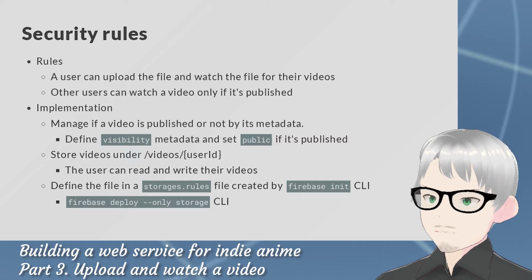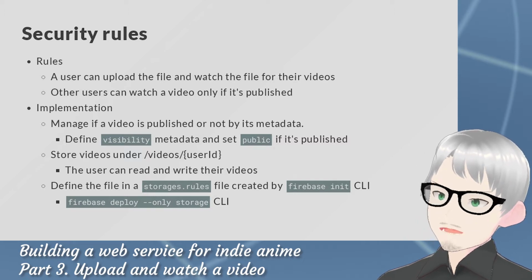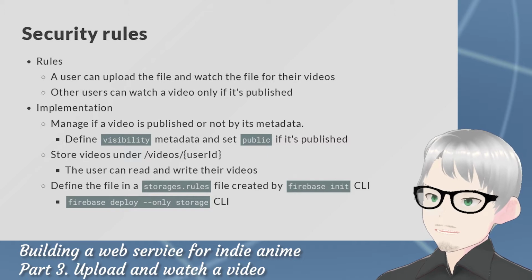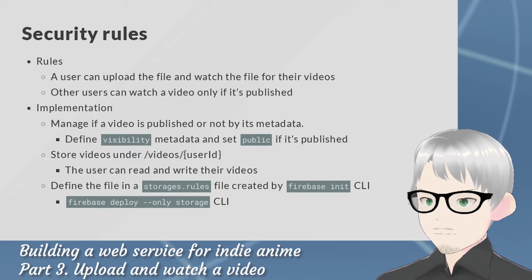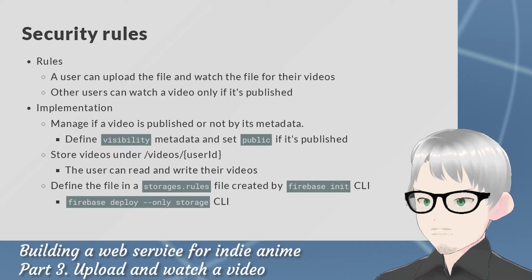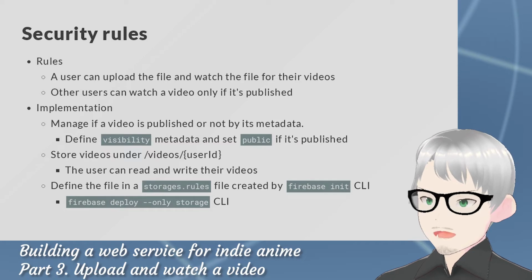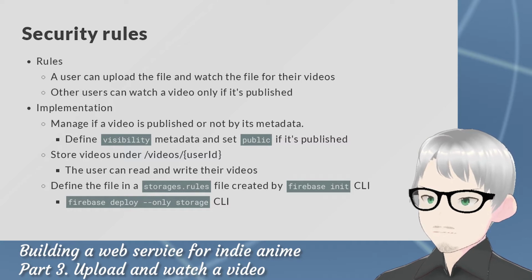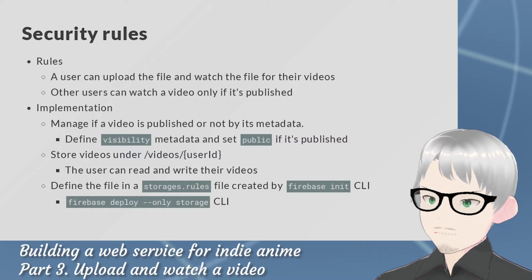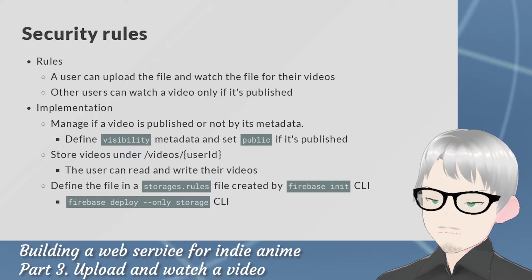First, manage if a video is published or not by its metadata. So I'm going to define visibility metadata and set it to public if it's published, and store videos under the videos/user ID directory, so the user can read and write their videos. But other users cannot read the videos until the metadata visibility is public.